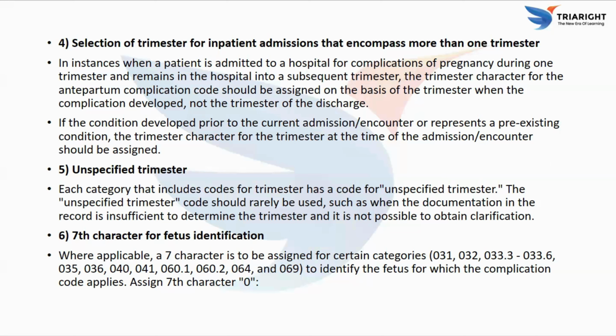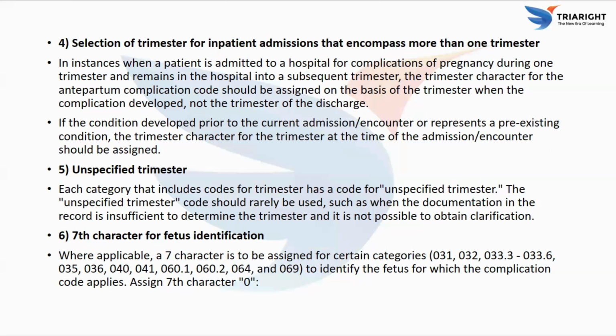Okay. Coming to the fifth guideline, unspecified trimester. Some ICD-10 pregnancy codes have an option for unspecified trimester. You use it only when the documentation does not tell the trimester and clarification is not possible. They should be used rarely. What is the example? The chart says pregnancy with vomiting, but no weeks or trimester mentioned. The provider cannot be contacted, right? So in such cases you use the unspecified trimester code. There is no need for you to contact the provider and query him. You just assign the unspecified trimester code.